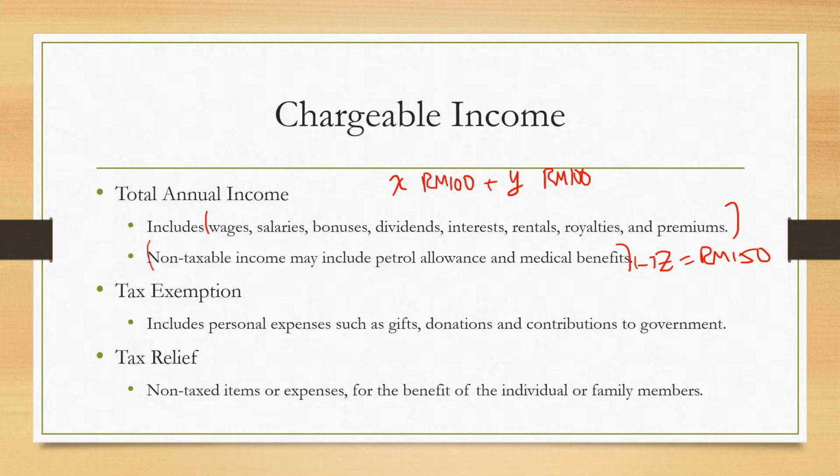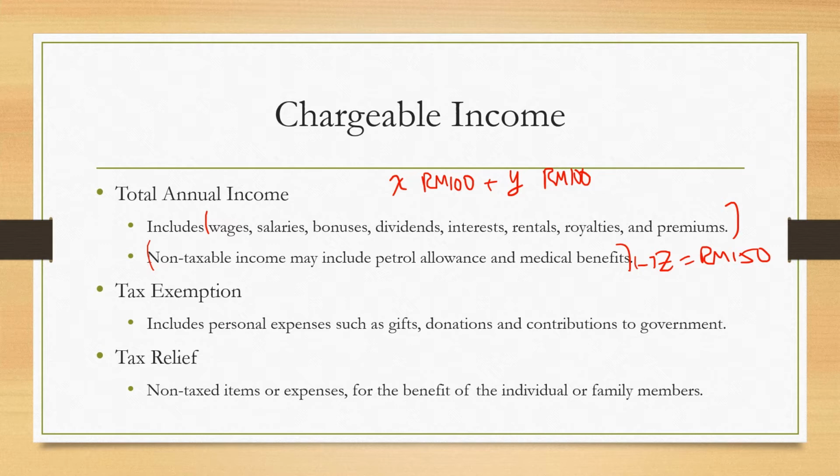Again, the question will not directly tell you what this figure is referring to, total annual income. You need to be aware when it says wages, salary, bonuses, dividend, or anything else, you need to plus all these figures. And then if the question tells you non-taxable income, petrol allowance or medical benefit, for instance, you need to minus it out to get your total annual income.